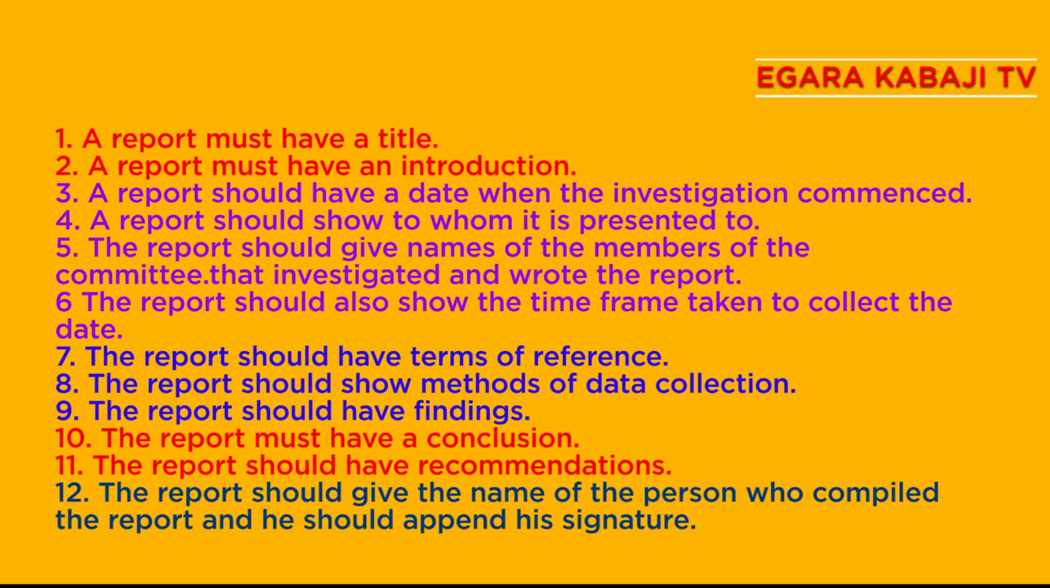Number 5, the report should give names of members of the committee that investigated and wrote the report. If, for example, you had representatives from each class, then clearly show, for example, in Form 1A, there was Naomi Vereso. In Form 2B, there was Kevin Minor. In Form 3A, there was Fidel Ouma. In Form 4, there was Mary Gerotich. You should show clearly the names of these members of the committee.